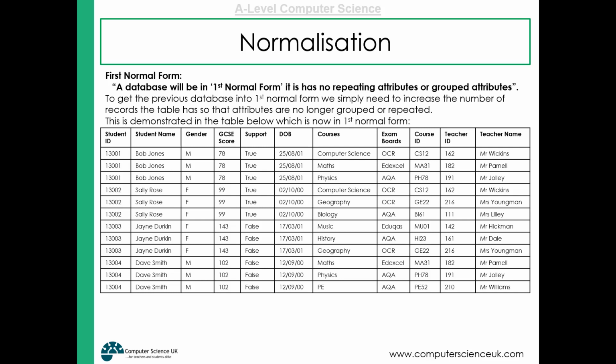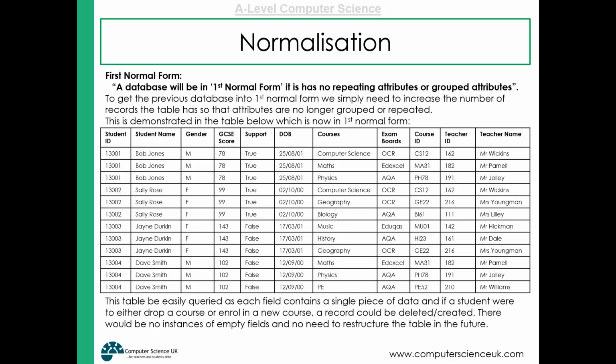So Bob Jones is now on 3 different rows, 3 different records, and each record shows the course that he's enrolled in, the exam board that goes with that course, and the teacher of that course. So this table can now be easily queried.